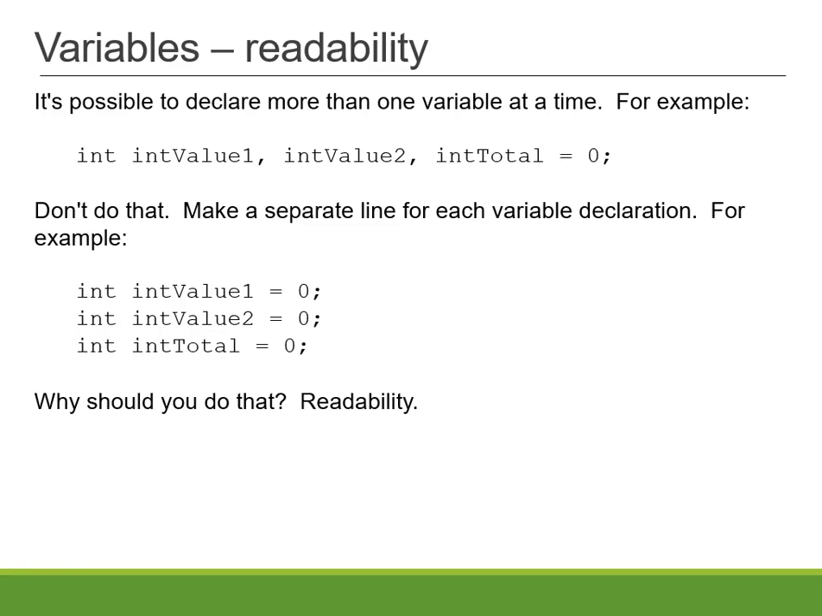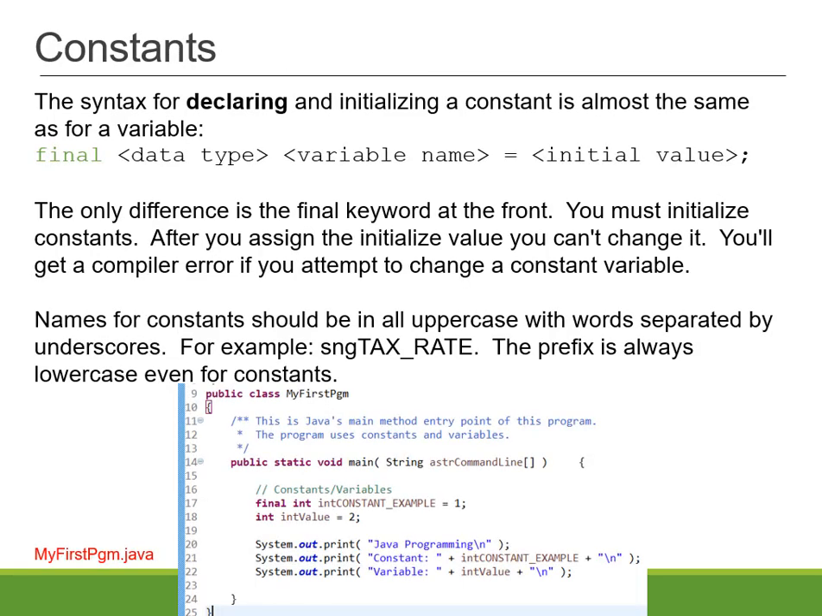You can declare more than one variable at a time, but I suggest that you do declare each variable on a separate line. We do this for readability. If you want to declare a constant, you want to use the final keyword in front of the variable declaration line. Be sure to define the constant in all uppercase with the words separated with underscores. See my example here.